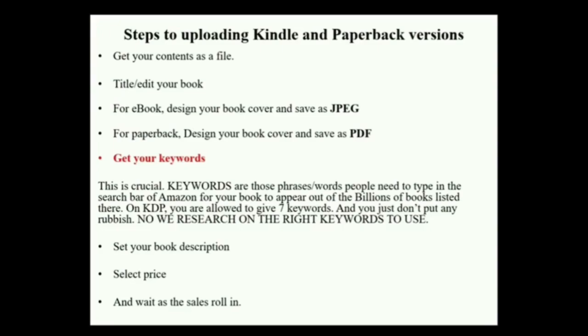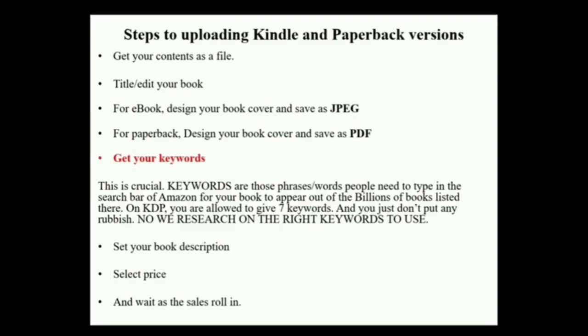Keywords are those phrases people type in the search bar of Amazon to look for books. Now when you go to Google sometimes and you're searching, Google auto-suggests other phrases for you. You are writing how to, Google's already saying how to dance, how to cook, how to play. So keywords are those kinds of things. People come to search things on Amazon, and if you're able to track these searches and make a book that appeals to that search, you can easily get buyers. So keywords are essential. You set your book description, select price, and wait as sales come in.